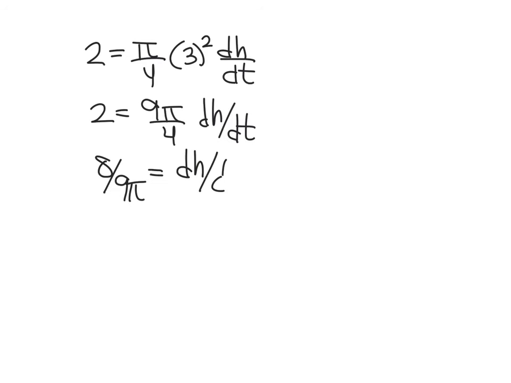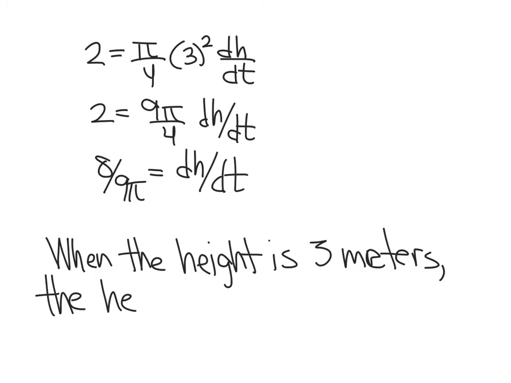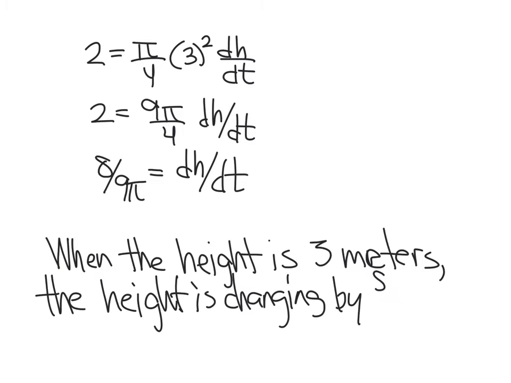So what is that? That is the change in the height of the water when the height is 3 meters. So when the height is 3 meters, the height is changing by 8 over 9 pi meters. What is that? Meters per minute? Meters per minute. There we go. Okay, last typical problem.